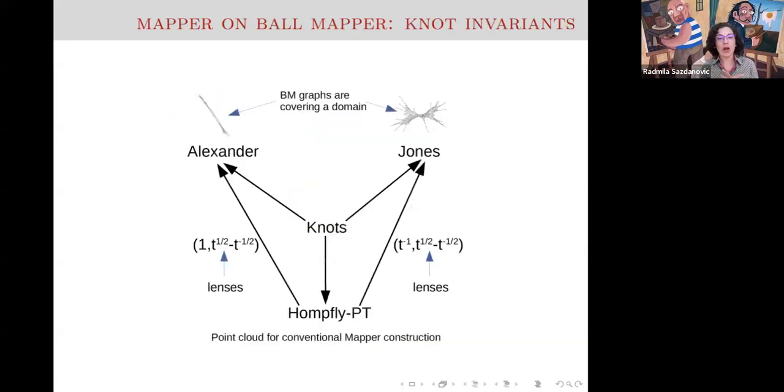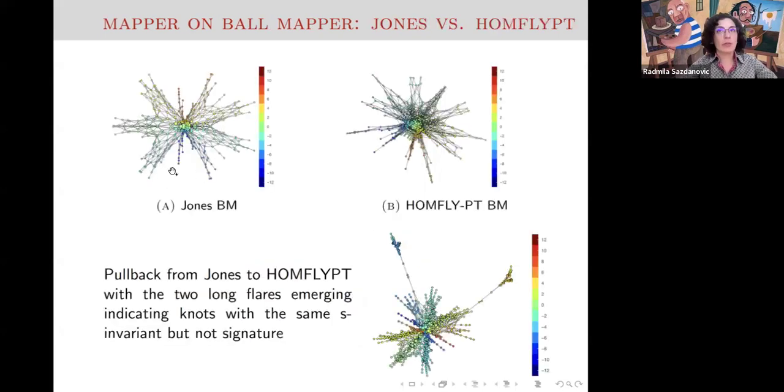So this is how it looks on knots. Again, I have knots here, and I have these different types of polynomials, and as you've seen, some are much higher dimensional than others. I've illustrated the Jones ball mapper and the Alexander ball mapper. I can construct ball mappers for each of these, and I know that the Homfly PT polynomial specializes to both of these. So I'm going to focus on this particular specialization and show you what we get. This is the ball mapper for the Jones polynomial. This is the Homfly PT ball mapper for the same data.